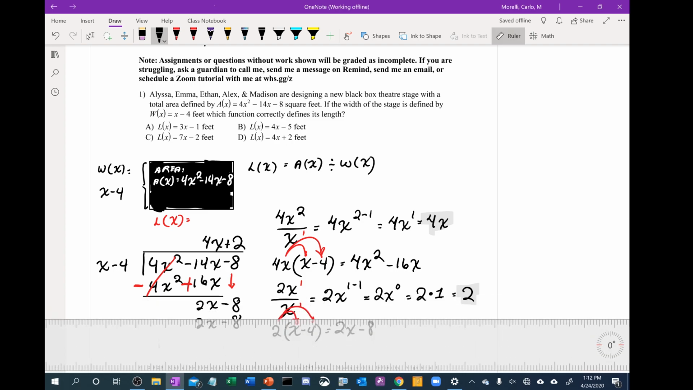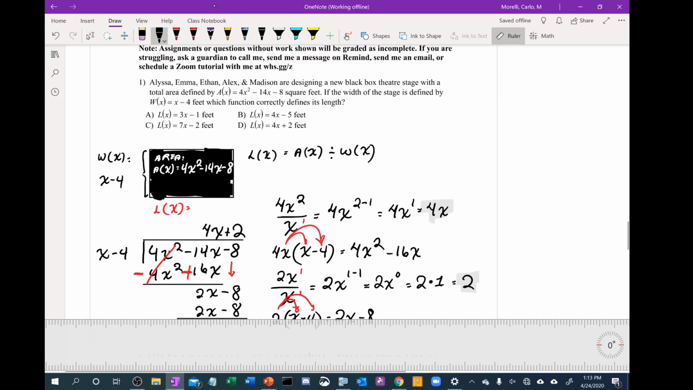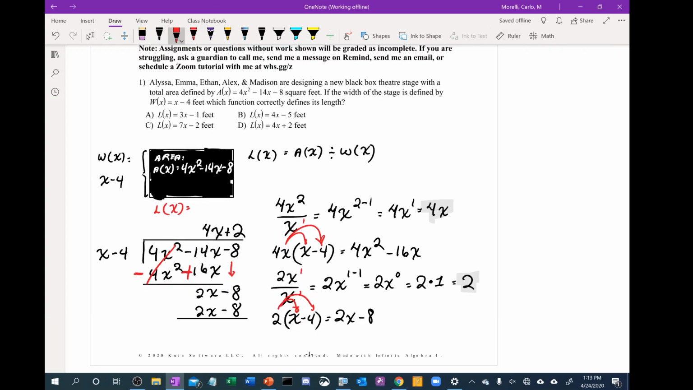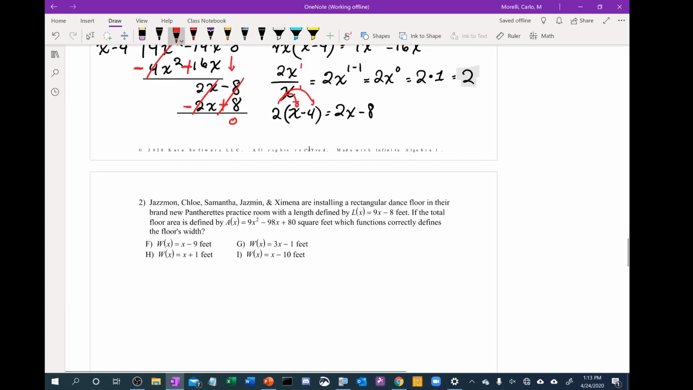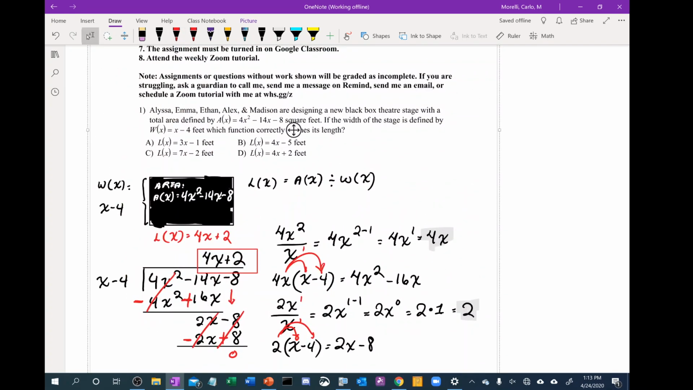And finally, we draw a line, and we change both signs. These cancel, there's no remainder. This is the quotient, 4x plus 2, and that is the length, 4x plus 2. All right, moving on. I guess I better circle that one. 4x plus 2 would be this one.